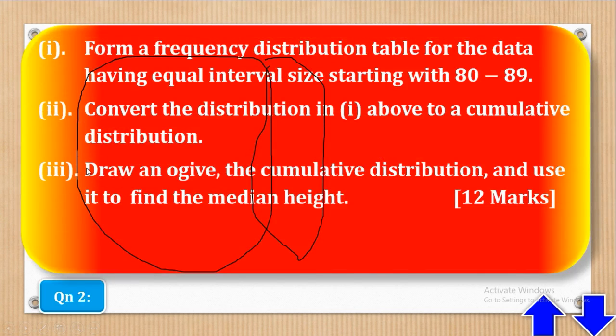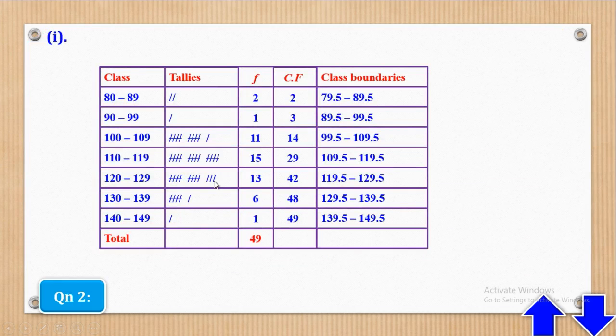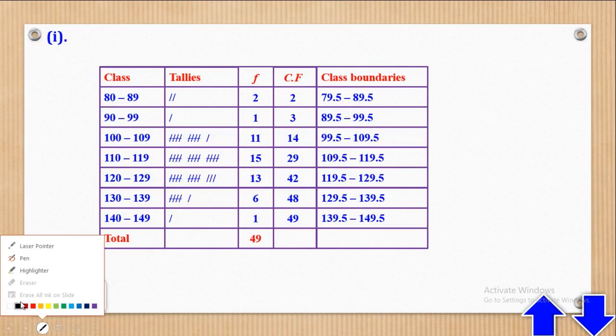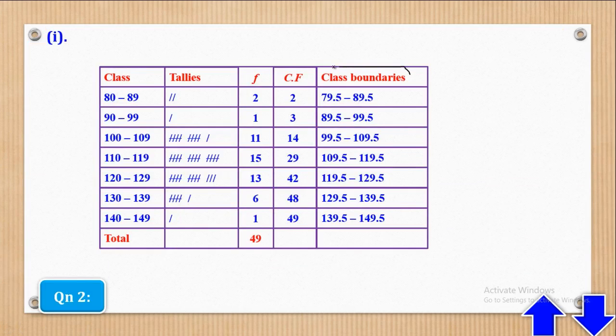Then when you go to Roman 3, they said draw an Ogive, the cumulative distribution, and use it to find the median height. So because they told you to draw an Ogive, you'll have to come and add a column of class boundaries, because Ogive is the plotting of cumulative frequency against upper class boundaries.